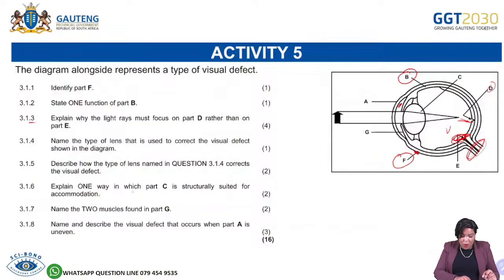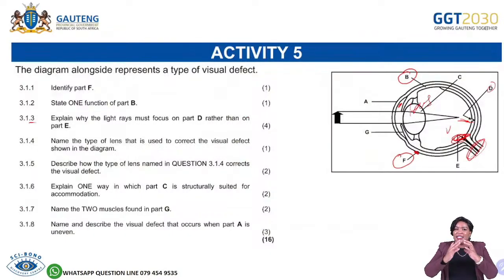3.1.6. Explain one way in which part C is structurally suited for accommodation. So what is part C? Part C is our lens. Let us look at it from here. The lens, remember we said it is transparent, number one. Transparent is for it to play a role in allowing light to pass through. But for accommodation, you need it to be elastic.